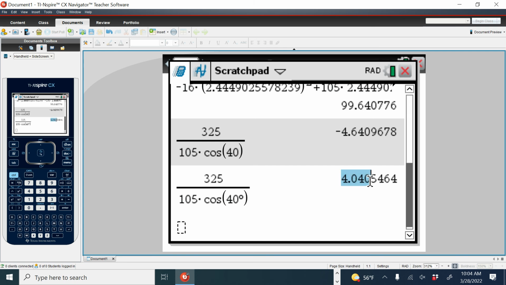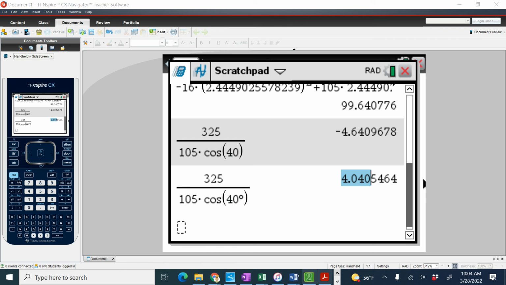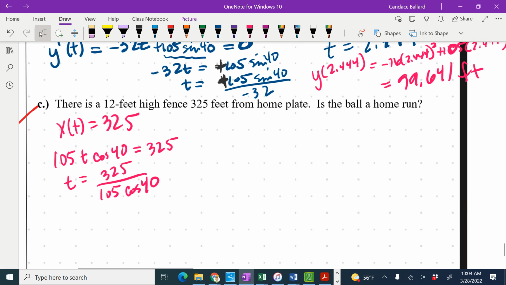Okay. So we would be at time 4.040, probably with the 5 on the end. So that means that time, we want to add the degree symbol there. So time is approximately 4.0405. Makes more sense why I wasn't getting the right answer now.